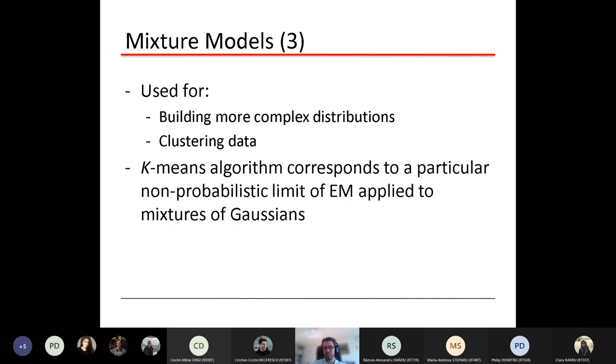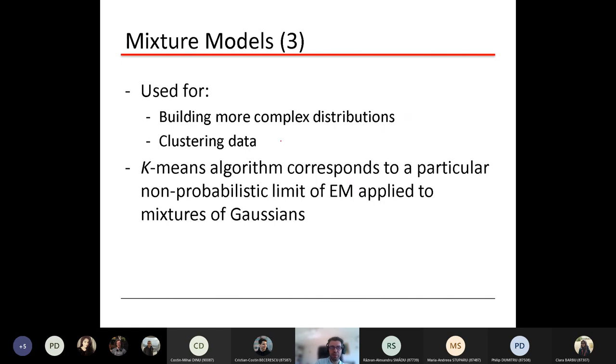Cool. These mixture models are used to model more complex distributions that arise in the real world. They are also used for clustering data. They are a very good way of clustering data.